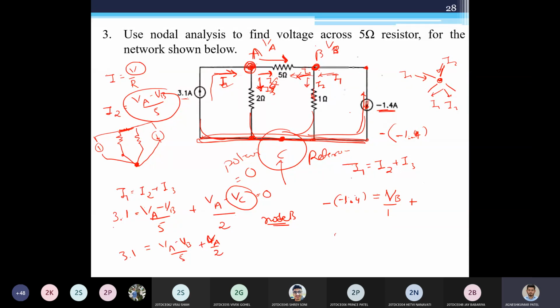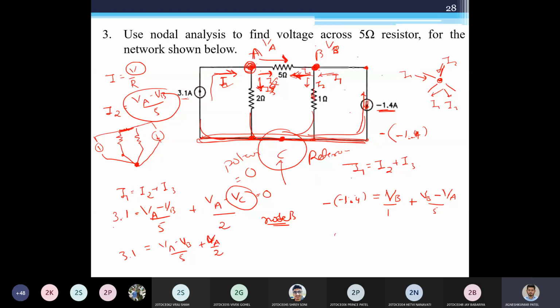So VB is at higher potential. So I can write VB minus VA divided by 5. Now when you are applying KCL at this point, you have to go with the assumed direction from this point and not from this point. Okay, that's the scenario.